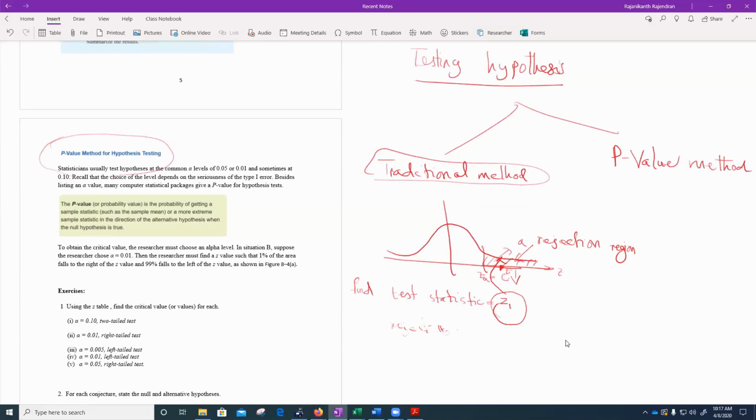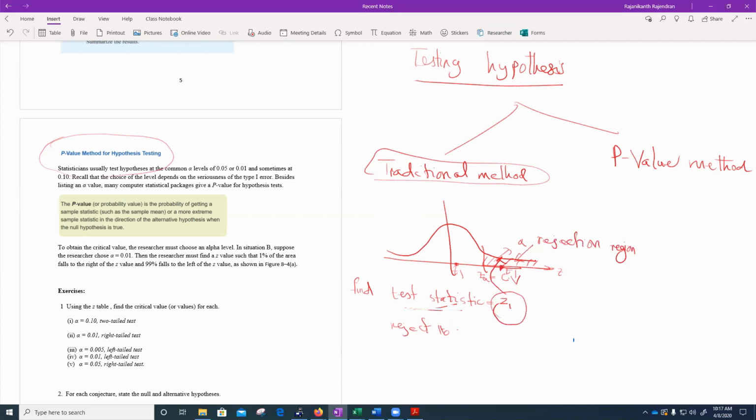Suppose your test statistic Z1 is somewhere here. If your Z1 is somewhere here, then this is my non-rejection region, right? If your Z1 is in the non-rejection region, then you do not reject H naught. So according to your test statistics, you will either reject or not reject the null hypothesis. So this is called the traditional method. Only thing is you have to figure out the test statistics and the critical value.